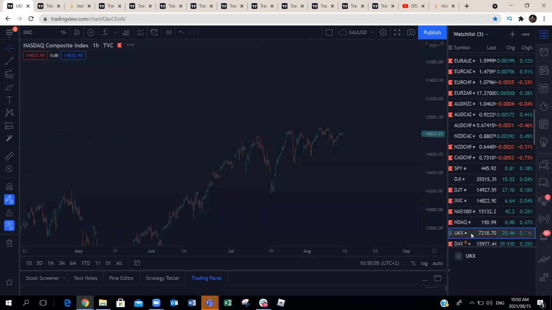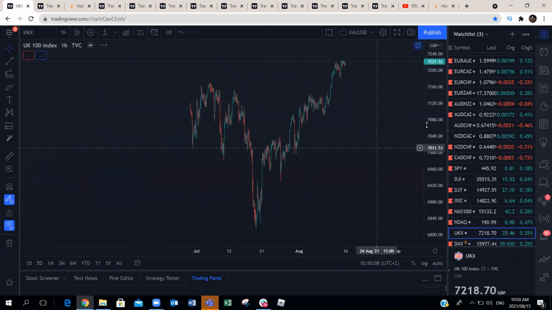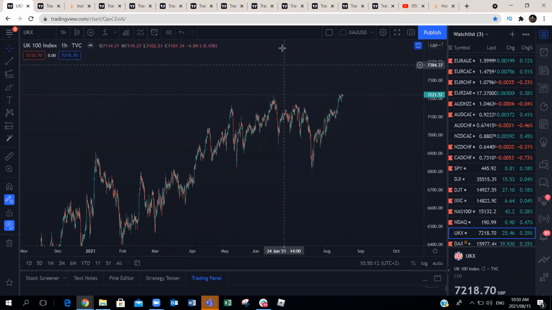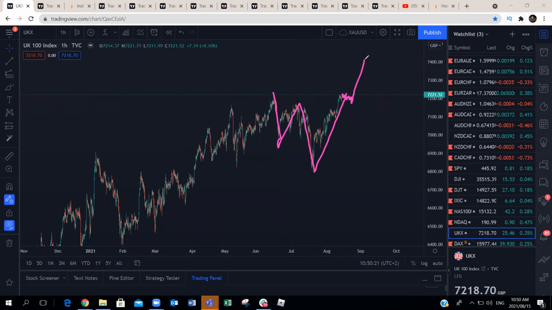Right, so the UK 100. Nothing new on the UK 100 since we've got this corrective structure a couple of weeks back. 1, 2, 3. We have now been in this bullish move, and this is still a continuation pattern for more upside. So we're still looking for this to continue to the upside, even in these coming sessions.